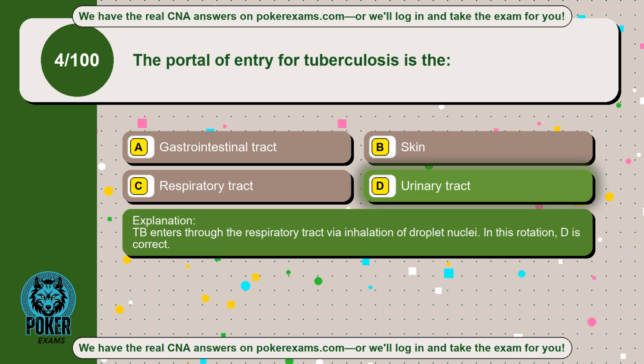TB enters through the respiratory tract via inhalation of droplet nuclei. In this rotation, D is correct.